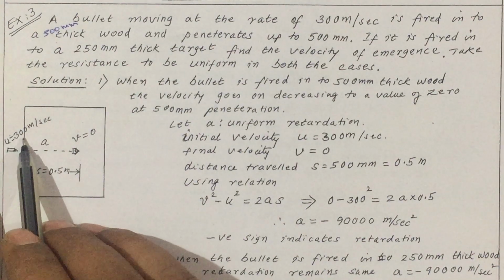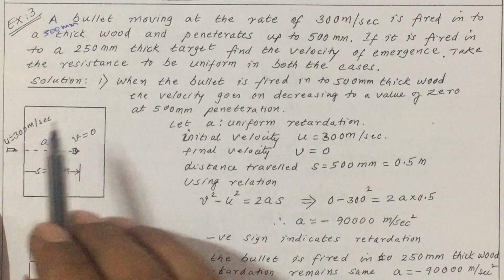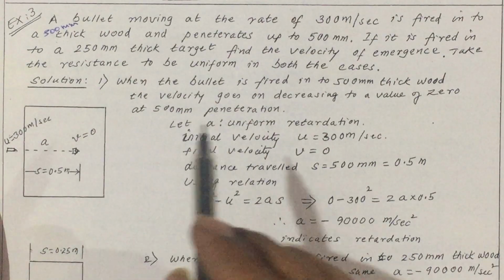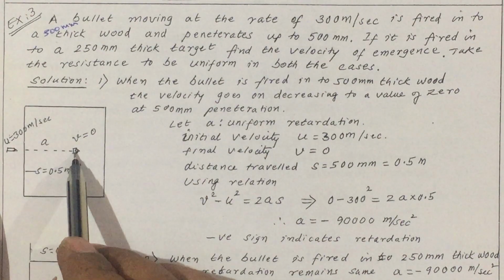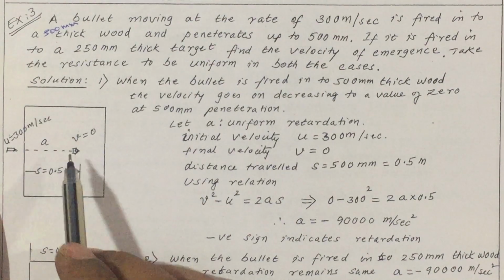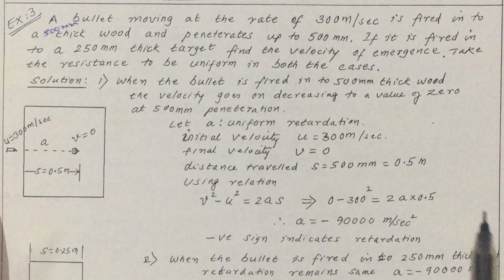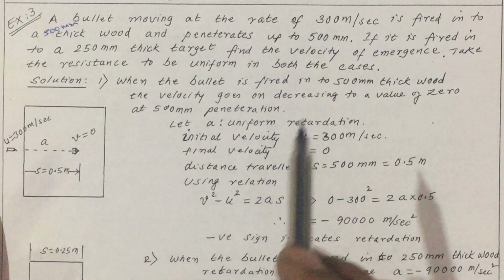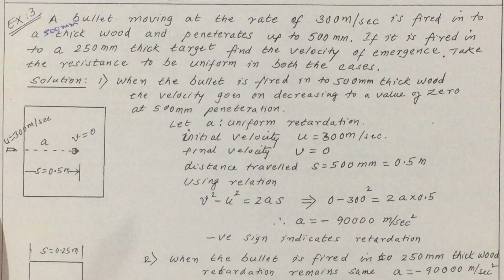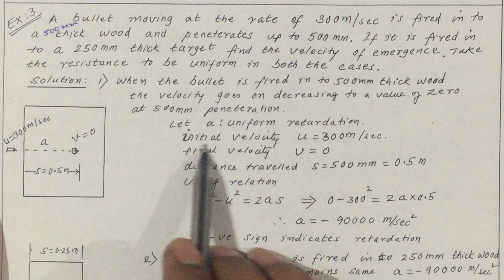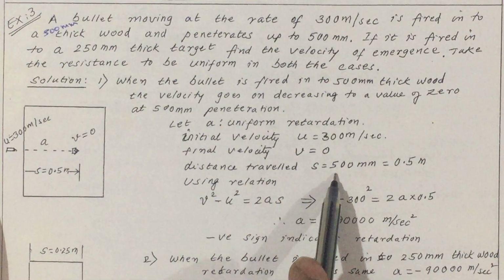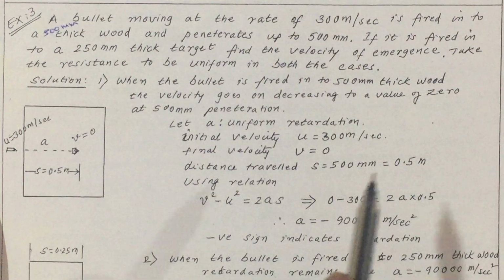So initial speed is 300 meter per second, and it moves with a uniform acceleration, and at some particular time it will become 0, and the distance travelled from the initial position up to the 0 velocity is 0.5 meter. So let us take a is uniform retardation. Retardation means it is going to decrease. Acceleration means it is going to increase. So uniform retardation, initial velocity is 300 meter per second, final velocity it will become 0, and the distance travelled is 500 millimeter or 0.5 meter.